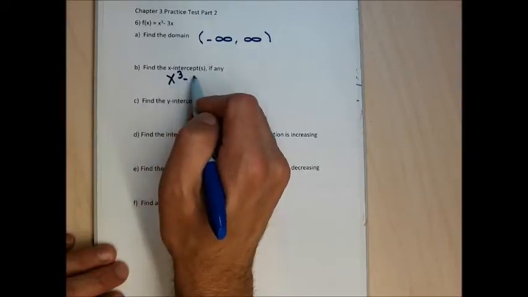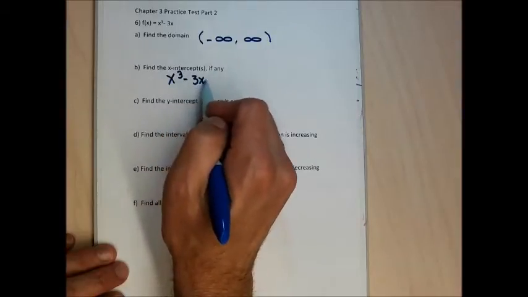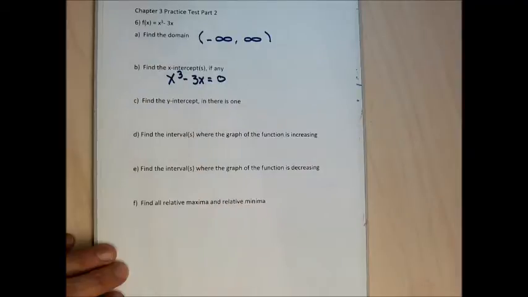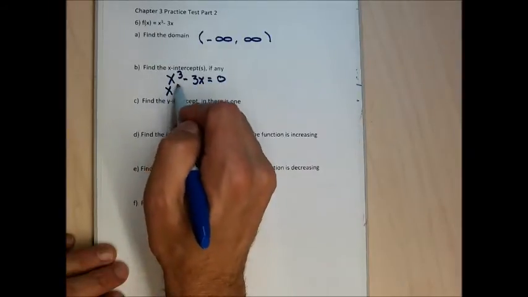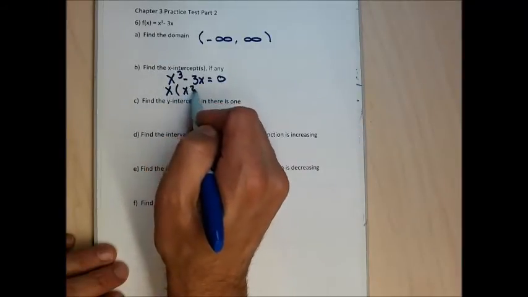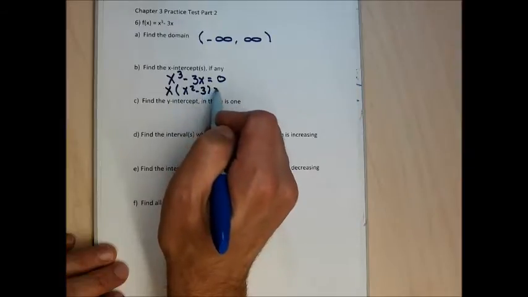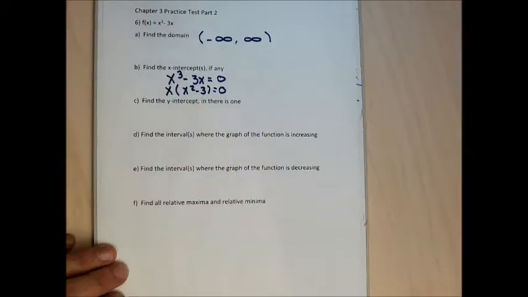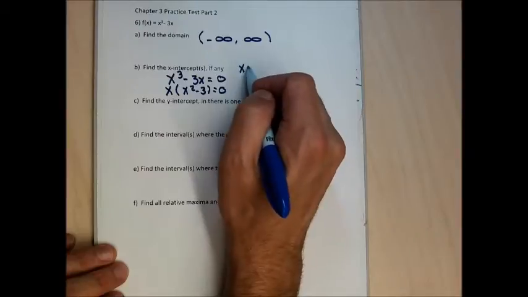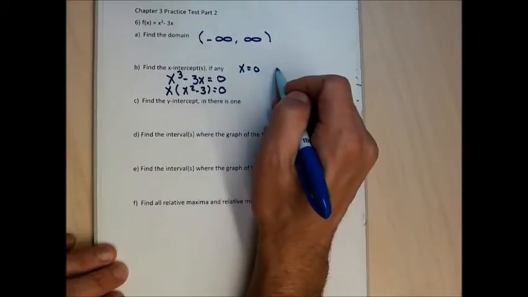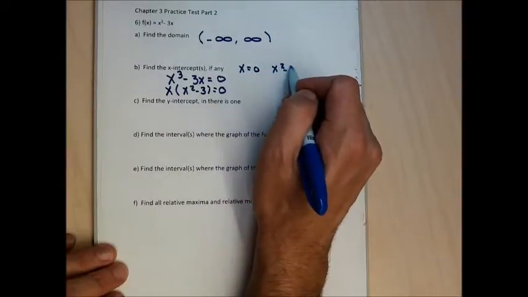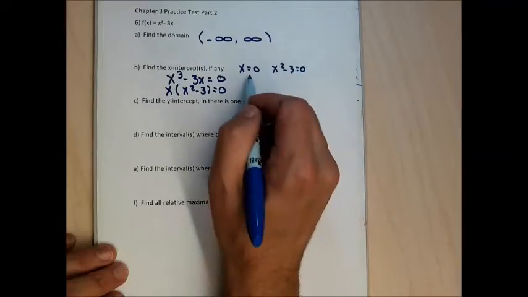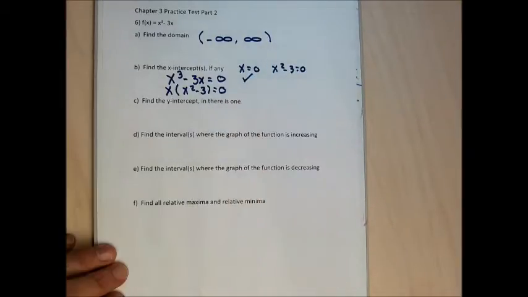function x cubed minus 3x, set it equal to 0. I'm going to factor out an x and get x times x squared minus 3 equals 0. I'm going to set the factors equal to 0: x equals 0 and x squared minus 3 equals 0. The x equals 0 gives me one of the x coordinates of the x-intercept without any extra work.